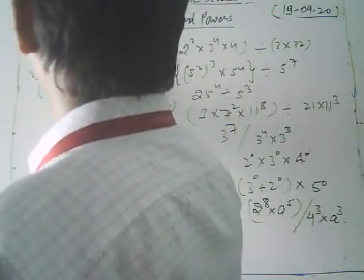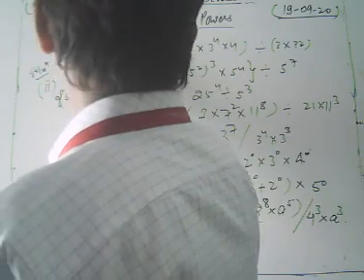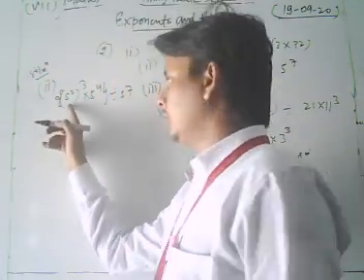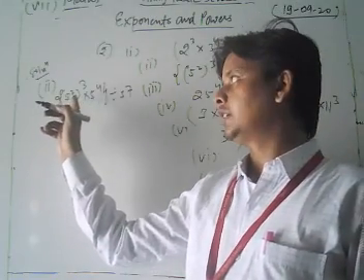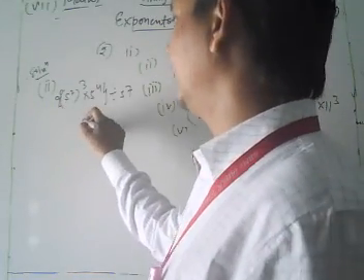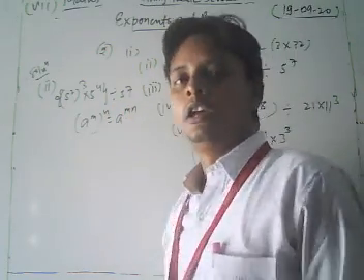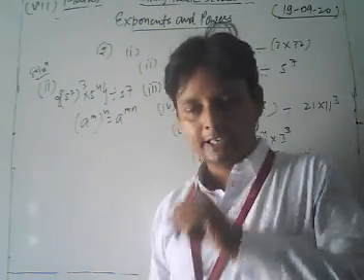Look, 5 to the power 3, whole to the power 4 divided by 5 to the power 7. Now look, here first we will apply the laws of exponents. You know that a to the power m to whole power n is equal to what? A to the power m into n. We know that concept. Now here we apply the same concept.